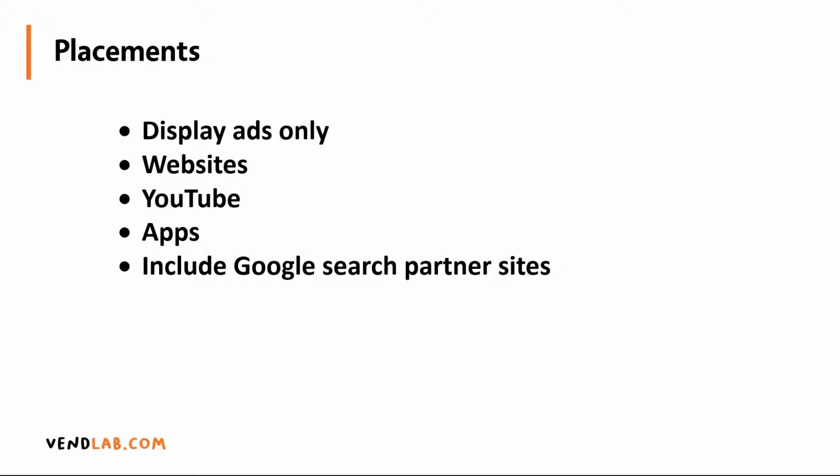If you're running display ads on Google, you can choose the placements where the ads will show. These can be specific websites, YouTube channels, or apps. Also note that if you're running an ordinary Google search campaign, you can choose whether to include your ads on Google properties only or also in Google Search Partner ads.